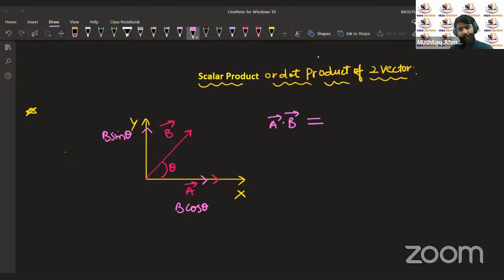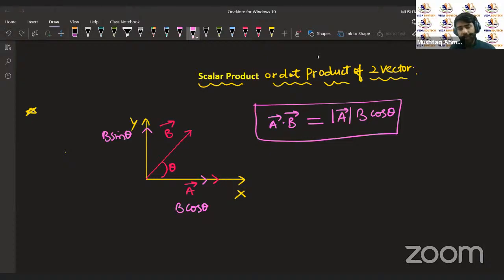The component of B vector along the direction of A vector is B cos theta. So if we take the product of the component, or the projection, of B vector along A, that's B cos theta, and multiply this component B cos theta with the magnitude of A, that's mod of A, B cos theta. This is what we call the dot product. This is how mathematically we define the dot product of the two vectors.